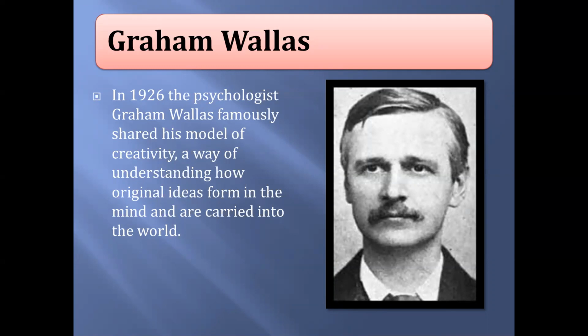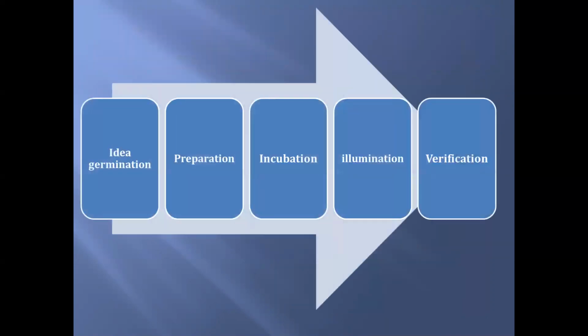So, how an idea comes into existence, it passes through stages. This is what he decided, and we will be learning those stages. There are 5 stages of the creativity process. We'll be going through each point with related examples. First is idea germination, second, preparation, third, incubation, fourth, illumination, and fifth is verification.